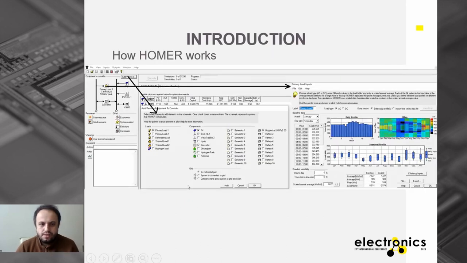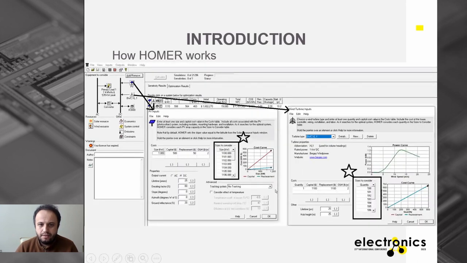How Homer works, as you see on the screen: firstly, we add the components, PV panel or wind turbine, batteries or generators. Then we add our primary load inputs, as you see here, for 24 hours in a day. And then we add some price inputs for PV, like price, replacement price, or operation and maintenance price. And the difficult place is here, as I put stars on here.